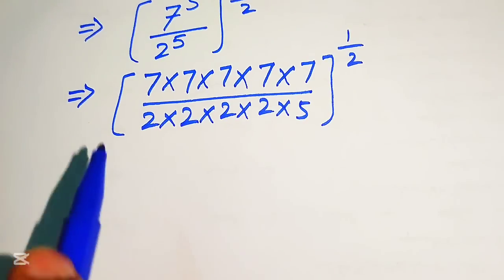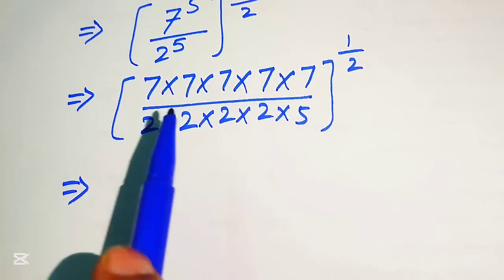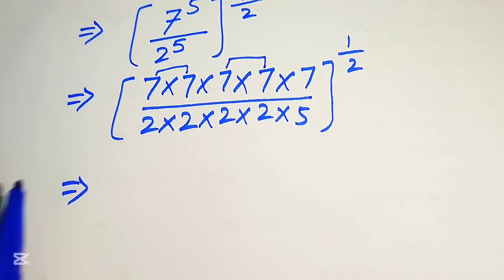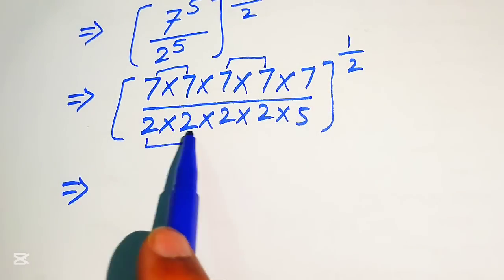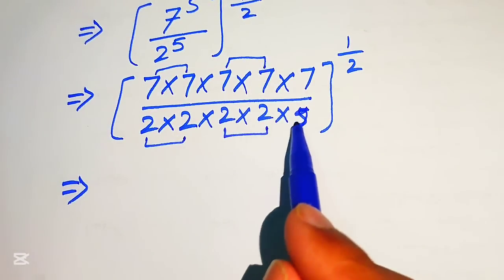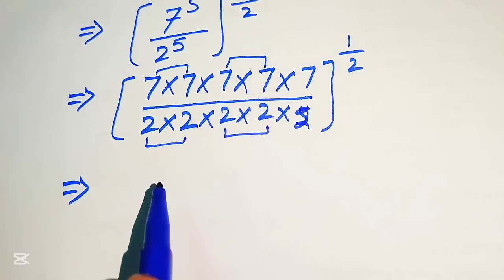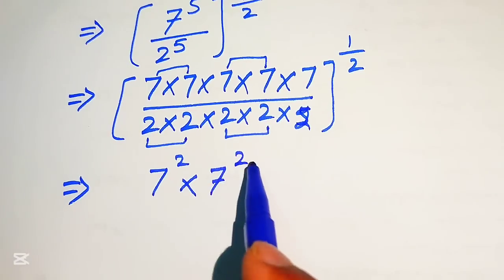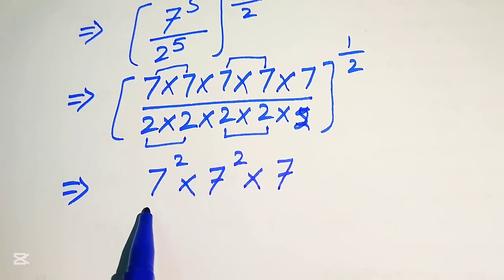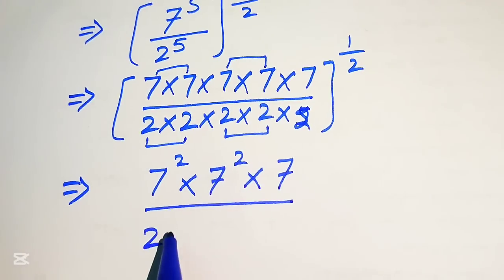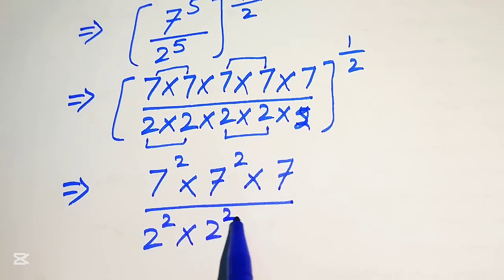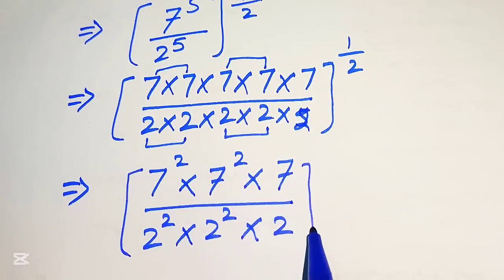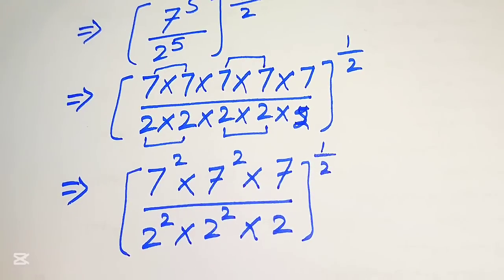Now we need to make pairs of these terms. We will make the pair of this 7 and this 7, and again the pair of this 7 and this 7. Similarly, we will make the pairs of denominators: 2 multiplied by 2, 2 multiplied by 2, and here we have this 2. So when you multiply 7 by 7, we write it as 7 square. Again we write this as 7 square multiplied by 7, divided by 2 square multiplied by 2 square multiplied by 2, since we have only one 2 left. And we have its exponent 1 over 2.